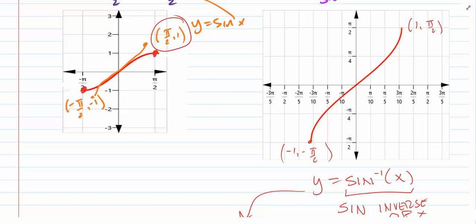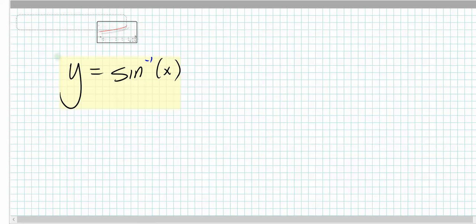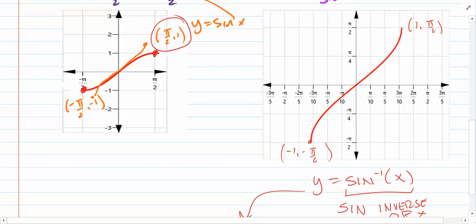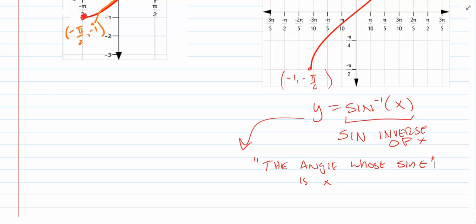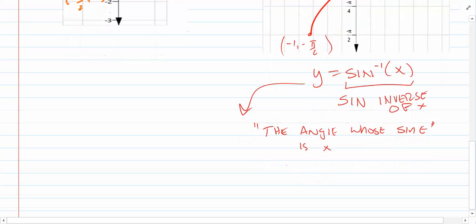Now I realize the scale's all funky. That's just because of how this program runs. But it does represent the point 1 comma pi over 2 and negative 1 comma negative pi over 2. So the way that we write it is y equals sine inverse of x. And it means the angle whose sine is x. That's all the background information. That's where it comes from. Does that make sense so far? It's a lot of math background. How does this make sense in terms of what we're going to use it for?